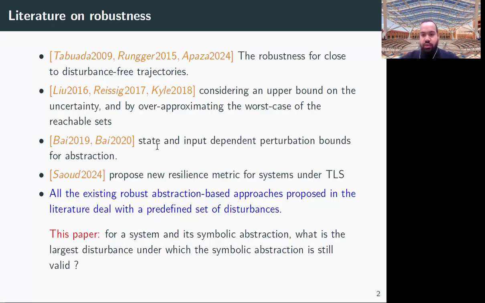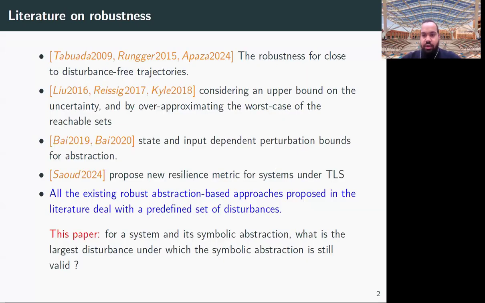Then Bayen's work introduces an important refinement. He considers disturbances that vary based on the current state and input. So not just a fixed bound, but one that depends on where you are in the system. This allows for more precise but less conservative abstractions. Then more recently, Saoud introduces resilience metrics specifically for systems that work under temporal logic specifications.